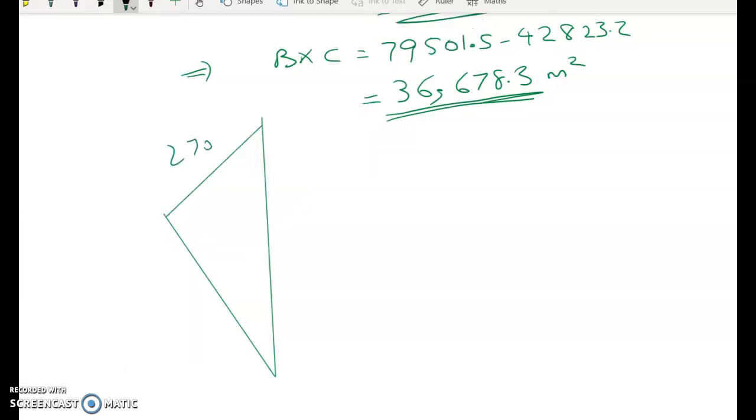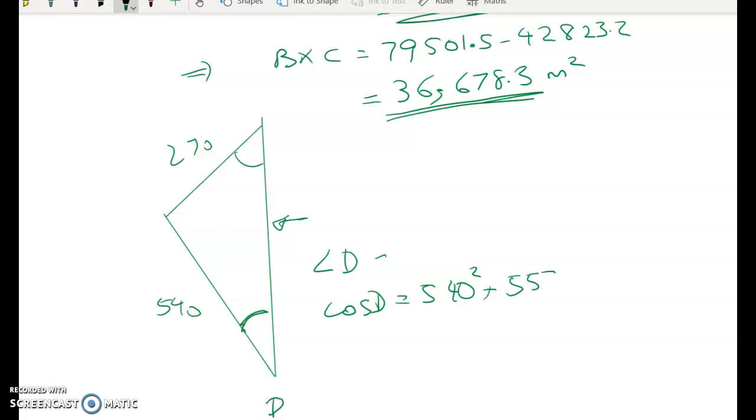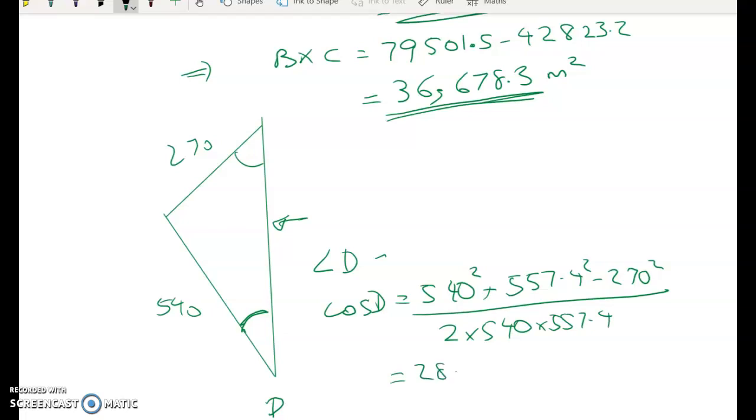270, 540, and we know these angles in here. Oh, and actually we don't know them yet. So this is the angle at D. We've got cos of D is equal to 540 squared plus this length here, 557.4 squared, minus the opposite one, over 2 times 540 times 557.4. That gives me 28.4 degrees.